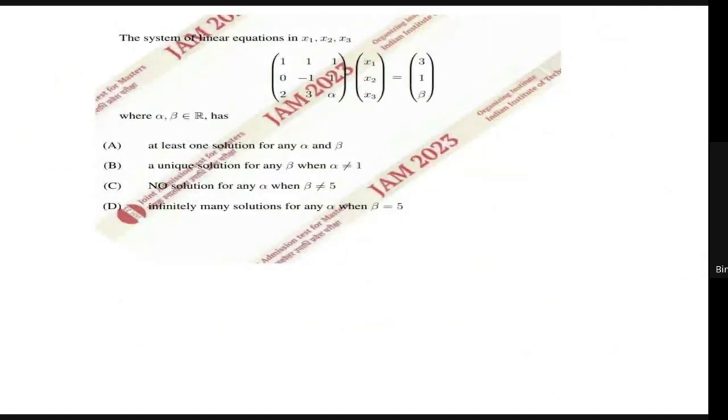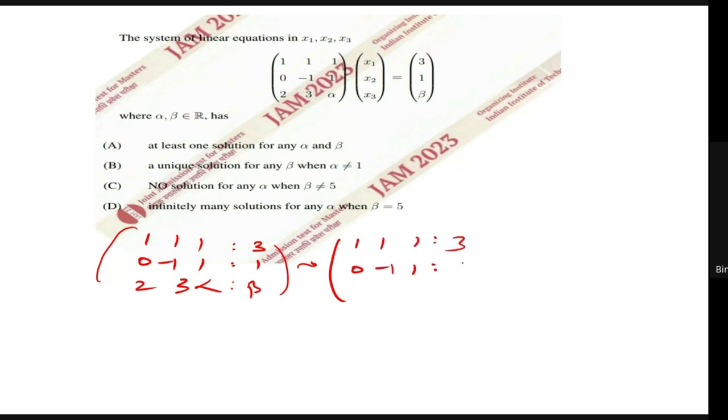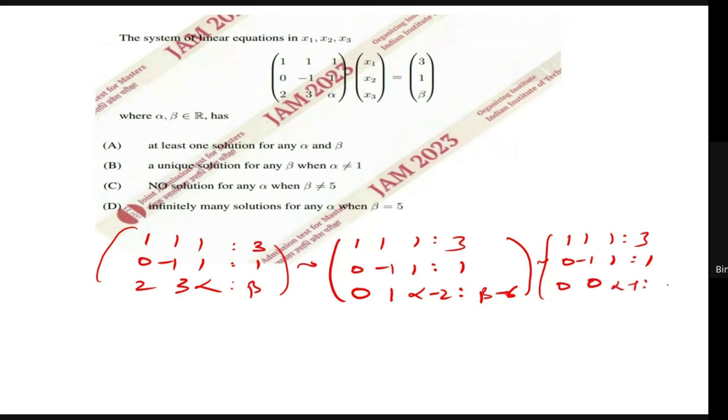Okay. So this question is from the system of linear equations. The matrix is given as 1, 1, 1, 0, minus 1, 1, 2, 3, alpha, and I make this an augmented matrix with 3, 1, and beta. Applying elementary row operations, I write this matrix as 2 minus 2, 0, 3 minus 2, 1, alpha minus 2, and beta minus 6. Similarly, 1, 1, 1, 3, 0, minus 1, 1, 1. Adding this, 0, alpha minus 1, and beta minus 5. So the last row contains alpha minus 1 and beta minus 5.